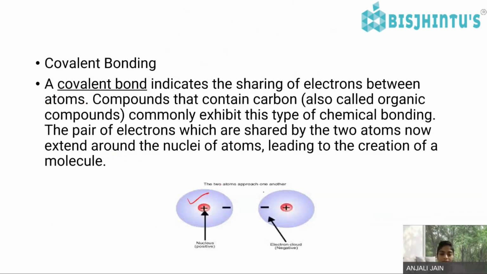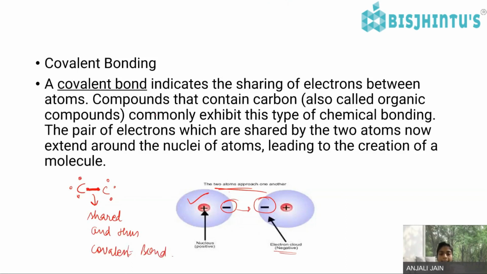So what is happening in the covalent bond? This is one nucleus having a positive charge. Two atoms approach each other, and the electron cloud is negative in charge. Like charges repel each other, but unlike charges attract each other. So the nucleus is positively charged. If carbon has 3 electrons and wants to form a bond, what will it do? The electrons will be shared, and a covalent bond is formed.